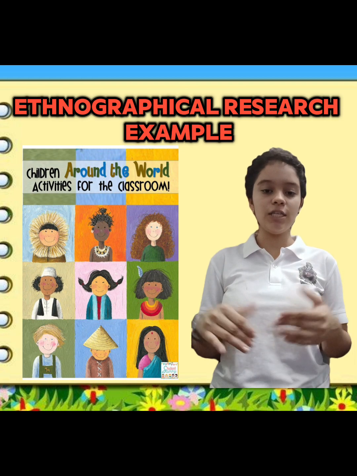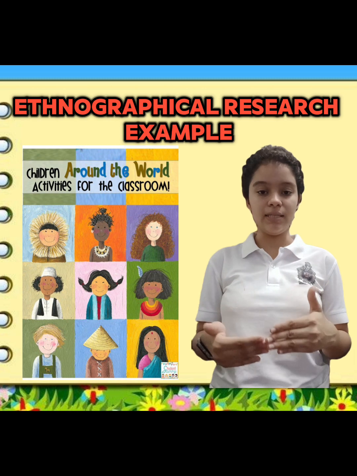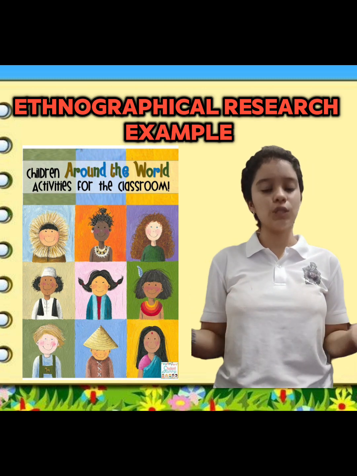This research is done with the objective of developing more inclusive practices to promote academic success and well-being of students.